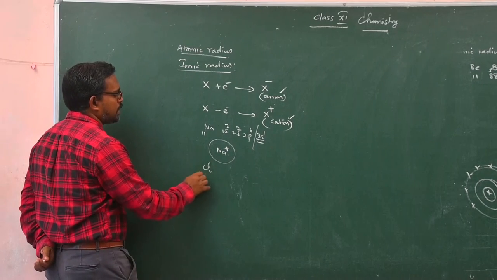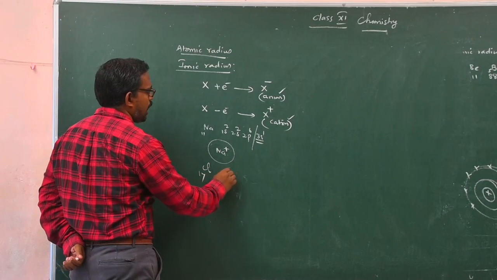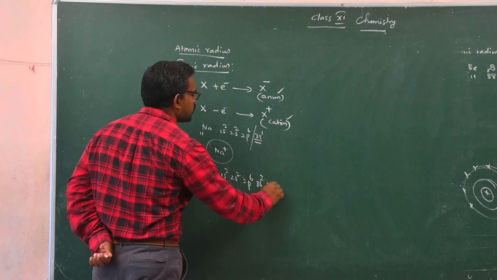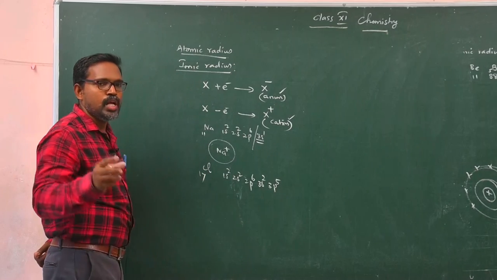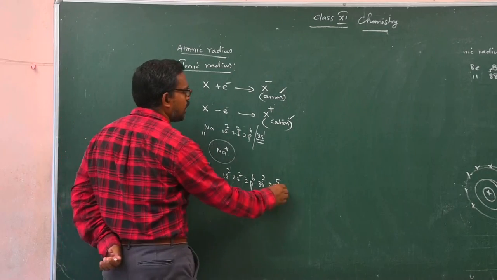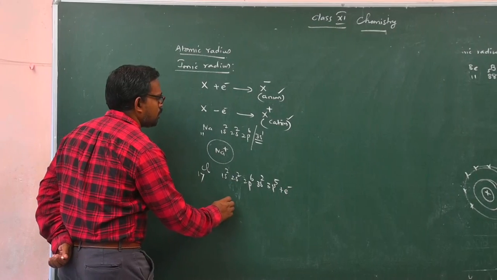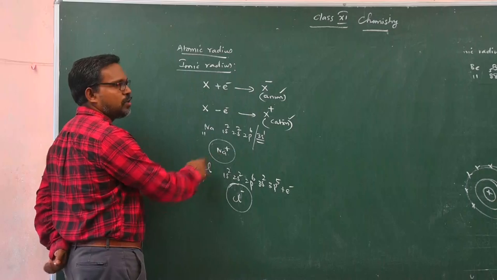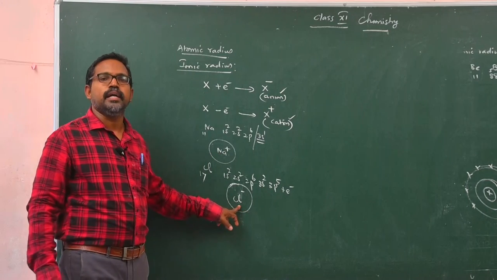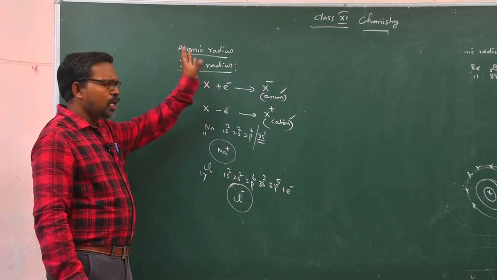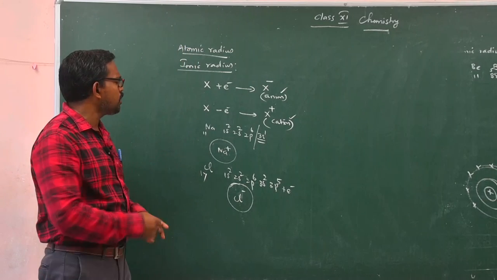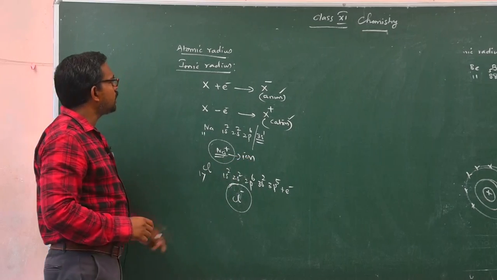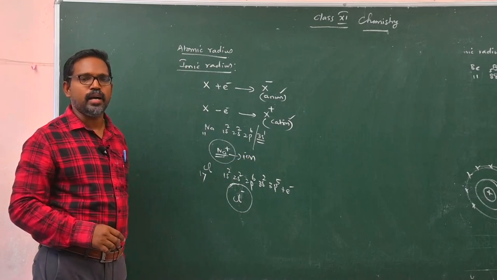Chlorine, atomic number 17. Electronic configuration 1s2, 2s2, 2p6, 3s2, 3p5. In the valence shell, suppose one electron is added, so it becomes Cl minus, a negatively charged species. The distance between the center of the nucleus and the outermost orbit of an ion is called ionic radii.